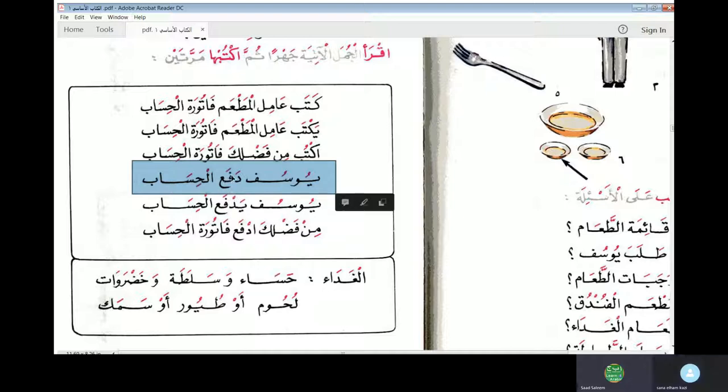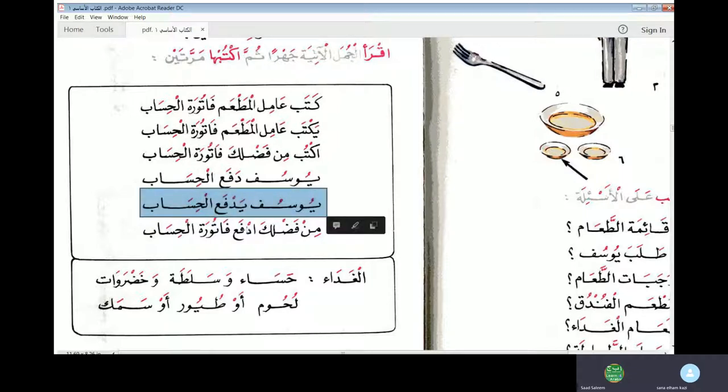In the past tense, the last vowel is fatha for third person male. Yusuf paid the bill. In the present tense, dhamma at the end. Yusuf is paying the bill. You can also ignore the vowel at the end of a sentence if you want.